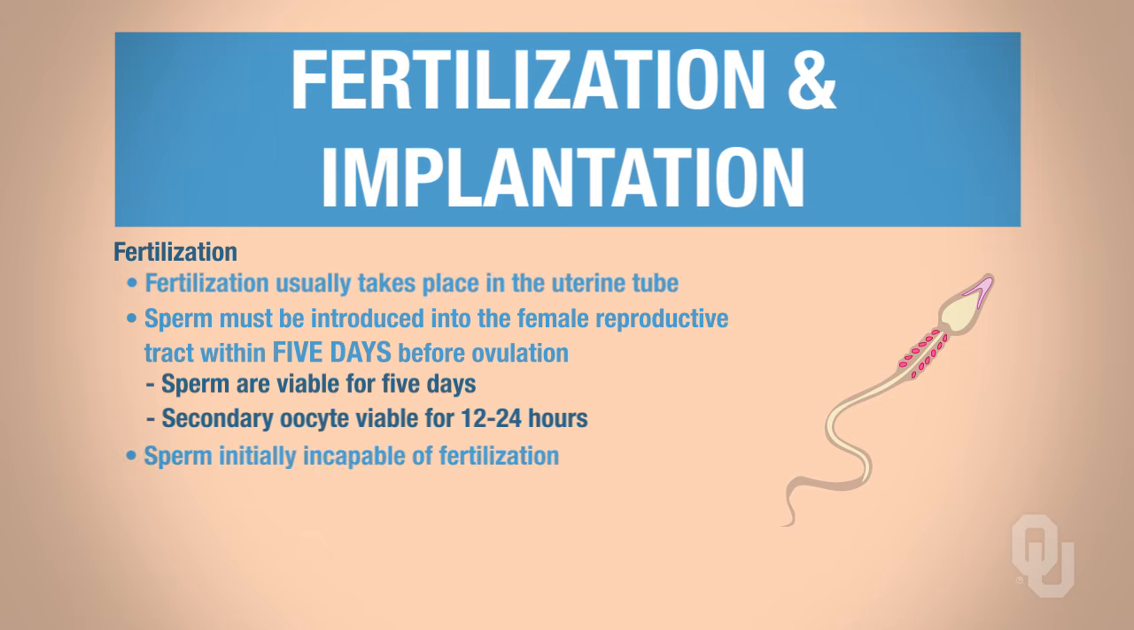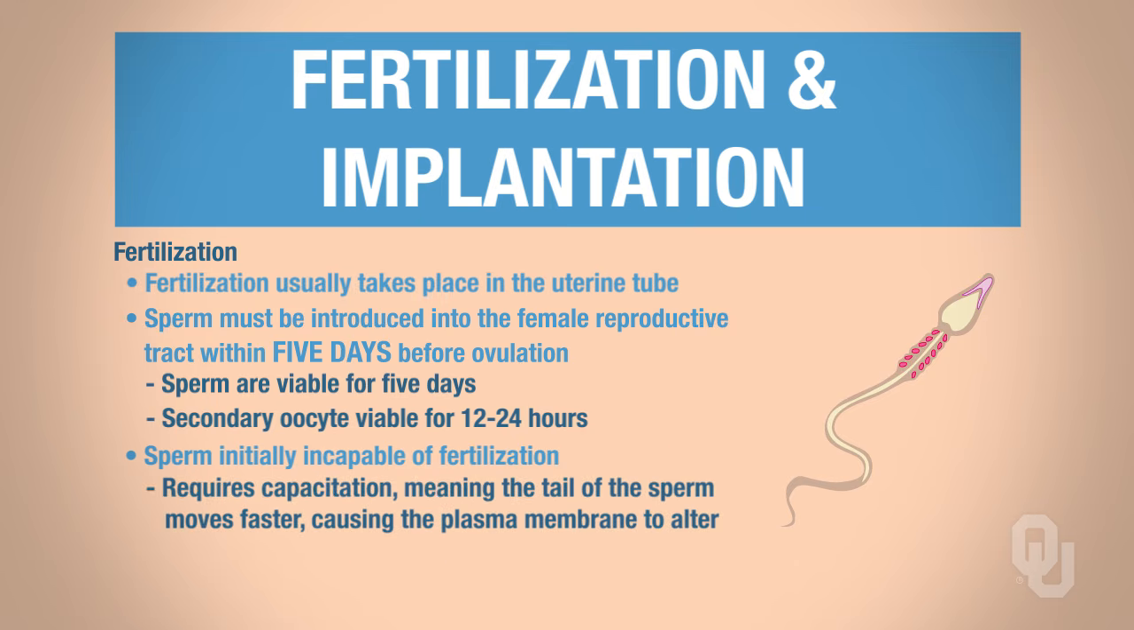So the sperm are initially incapable of fertilization, and they become capable of fertilization through a process called capacitation. What capacitation is, is where the tail or flagellum of the sperm moves faster, which increases motility, and the plasma membrane of the sperm is altered in such a manner that it can fuse with the secondary oocyte.